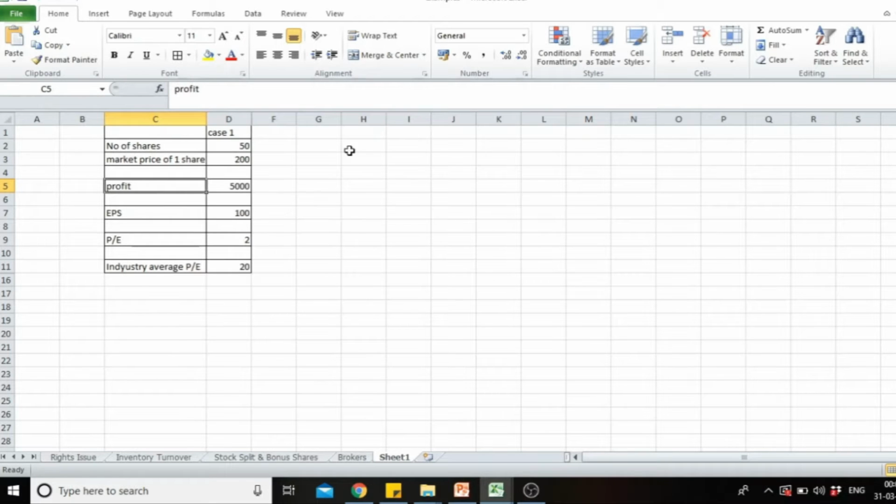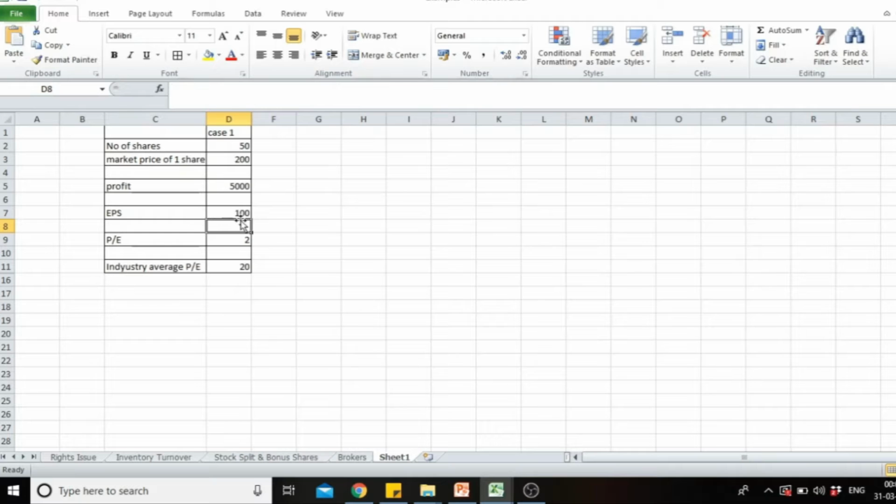What is EPS? Earnings per share. Earnings per share is basically net profit divided by the total number of shares. In this case, net profit is 5,000, which we divide by 50, the number of shares. EPS comes out to be 100 rupees. Now to calculate the PE ratio, we divide the current market price of one share, which is 200 rupees, by EPS, which is 100. The PE ratio is 2. Industry average PE ratio is 20.